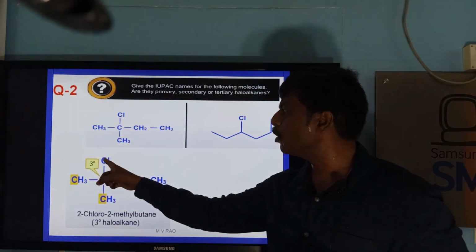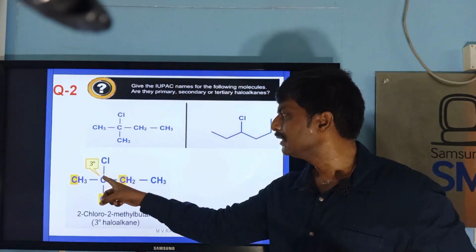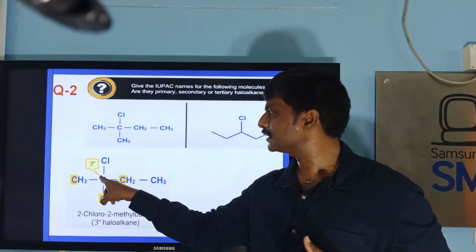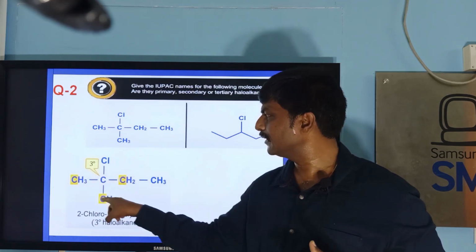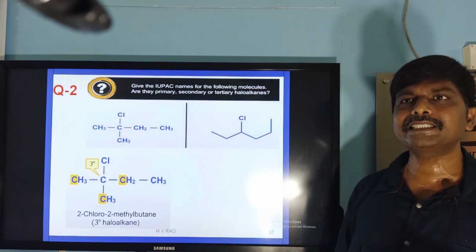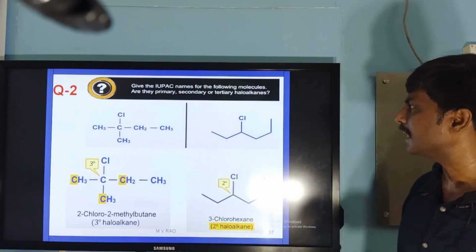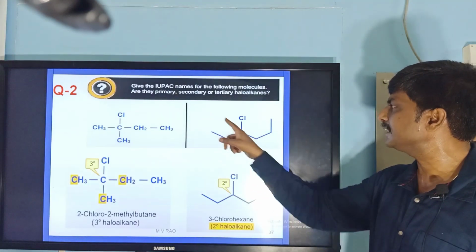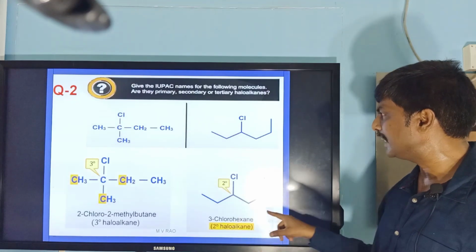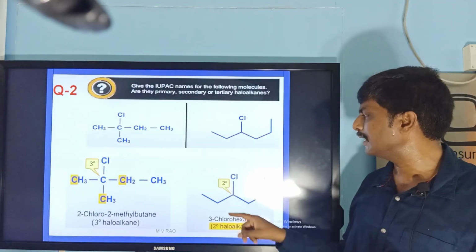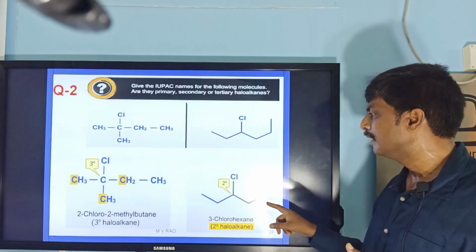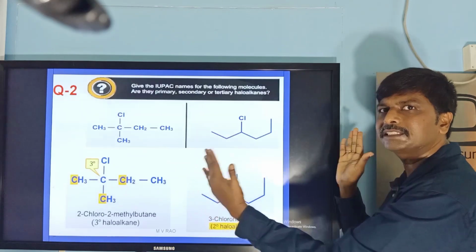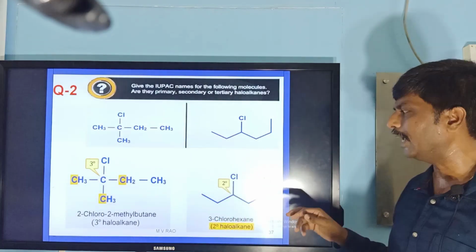But you see the carbon attached to the halogen atom is linked with 3 carbons. Here I highlighted these 3 carbons. This carbon is attached with 3 groups, so it is a tertiary alkyl halide. Now the second question, a bond-line formula. 1, 2, 3, 4, 5, 6. 6 are there, hexane. At the third position Cl is there. 3-chlorohexane. The Cl is attached to 1 carbon that is surrounded by 2 carbons, so it is a secondary alkyl halide.